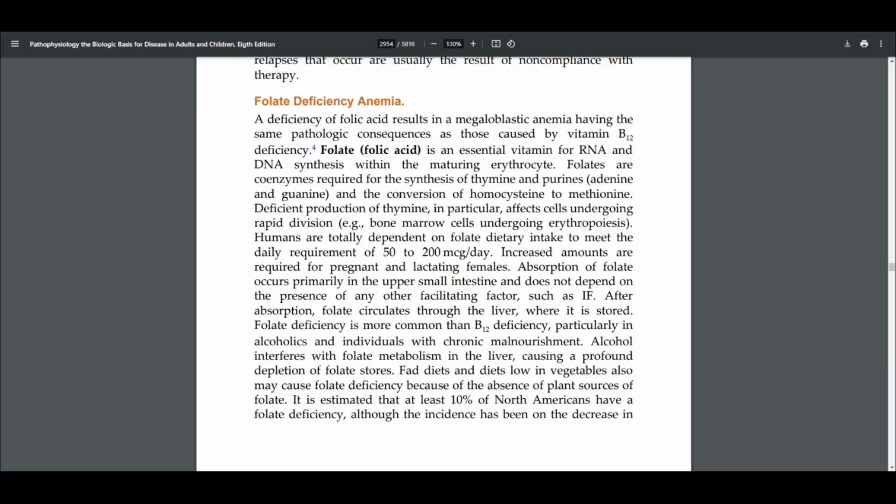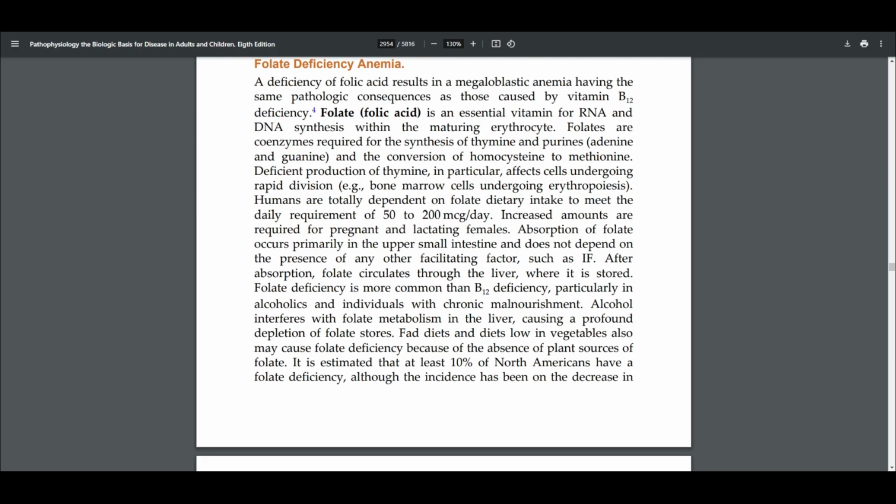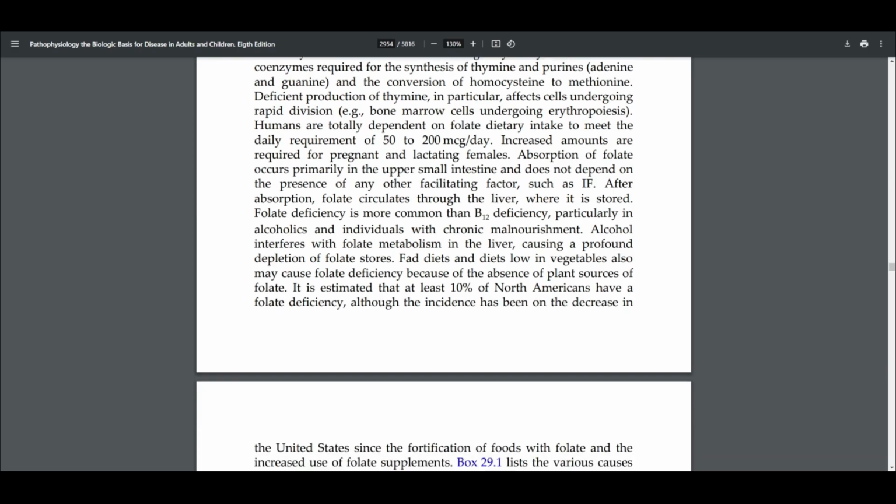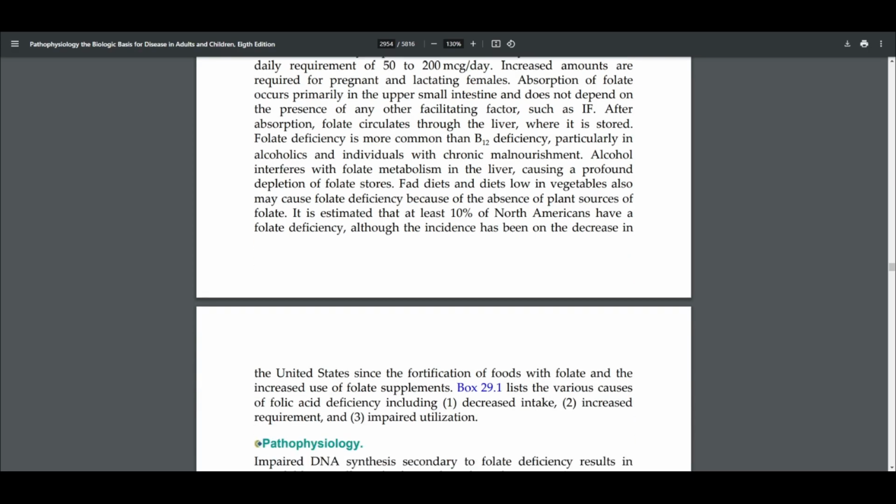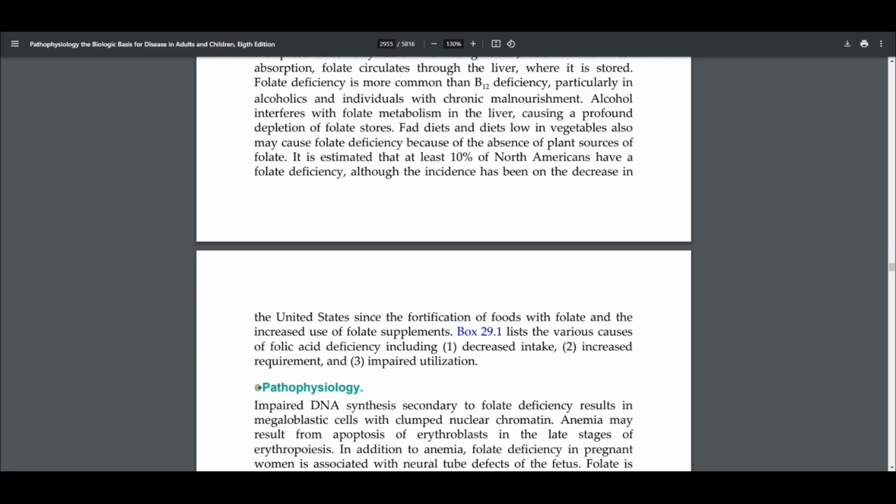Alcohol interferes with folate metabolism in the liver, causing a profound depletion of folate stores. Fat diets and diets low in vegetables also may cause folate deficiency because of the absence of plant sources of folate. It is estimated that about 10% of North Americans have a type of folate deficiency, although the incidence has been on a decline in the US since the fortification of foods with folate and the increased use of folate supplements.